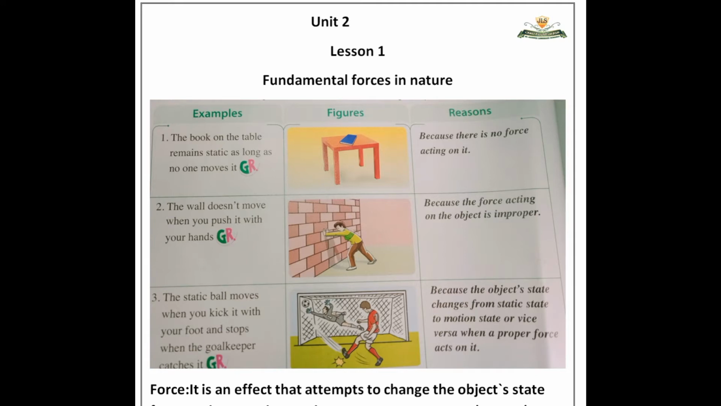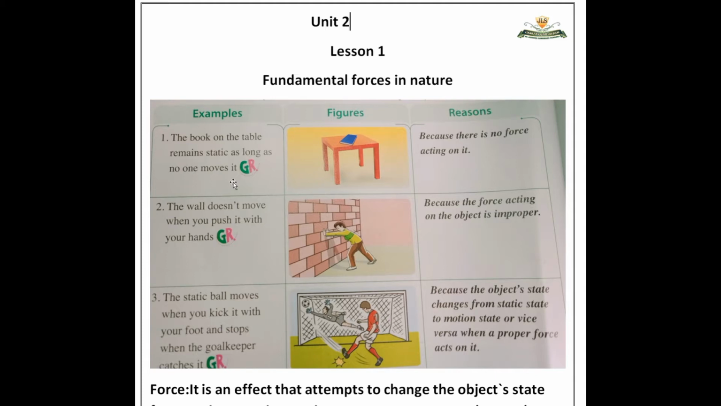First, we will learn the definition or the concept of force. To know the definition of force, we will take some examples. Example number 1: the book on the table remains static as long as no one moves it. Why? Because there is no force acting on it.